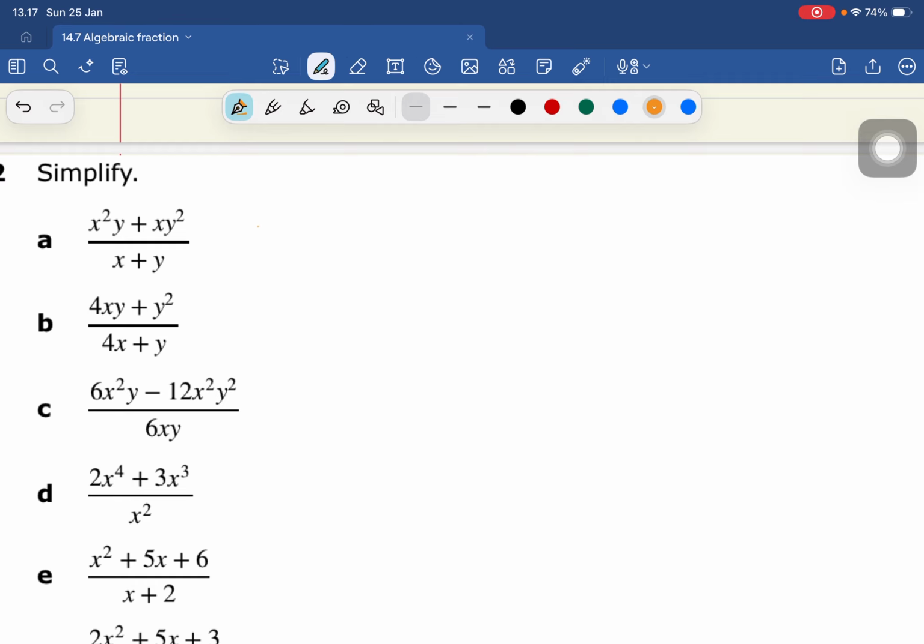Look at here. So we can take out the highest common factor, x and y. So from here, if we take x and y, the remaining is only x. And then here is x y square, so it's only y. Then we divide by x plus y. Okay, look at here, x plus y and x plus y is going to be 1. So the final answer is only x, y.